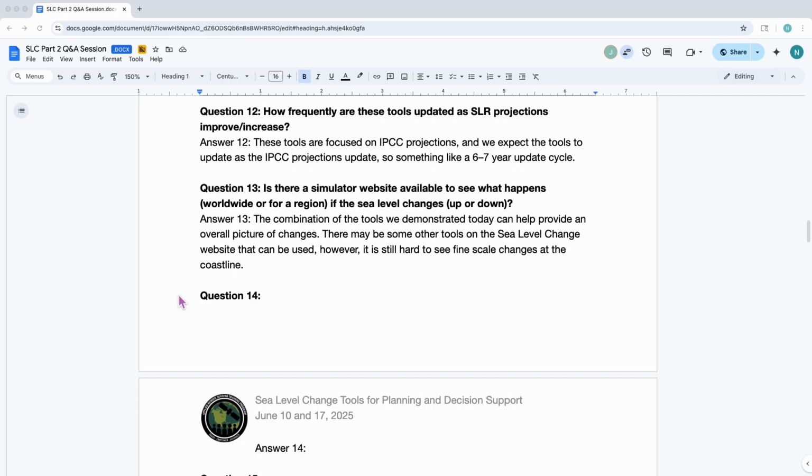So, well, Phil unmuted as well. So Phil, feel free to correct or add, but I'm not sure exactly what's meant by simulator in this case, but I would say that the combination of the tools we presented will give kind of the full picture of what will happen worldwide. But maybe I'll see what Phil has to say about this.